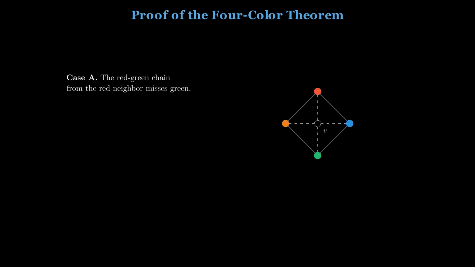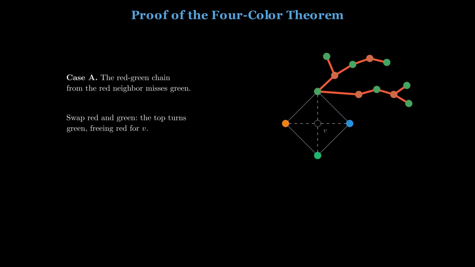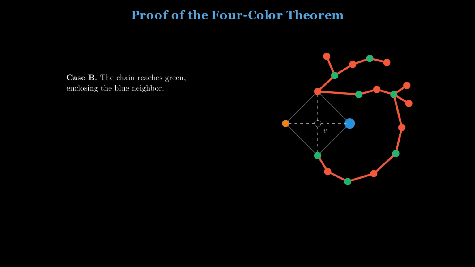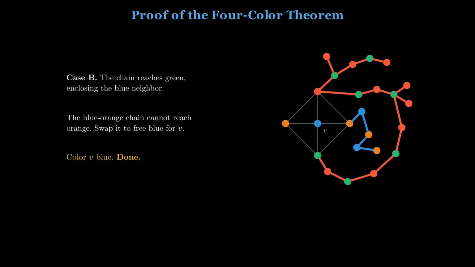Consider the chain of red and green vertices that starts at the red neighbor. Suppose it does not reach the green neighbor. Then swap red and green inside the chain. The red neighbor turns green, red is freed, and we color V red. Otherwise, the chain does reach green. Together with V, it now encloses the blue neighbor. Trapped inside, the blue-orange chain at the blue neighbor cannot reach orange. Swap blue and orange there, freeing blue, and color V blue.